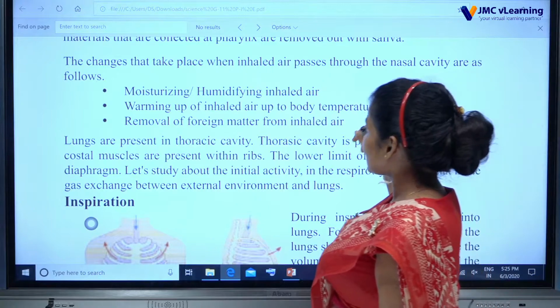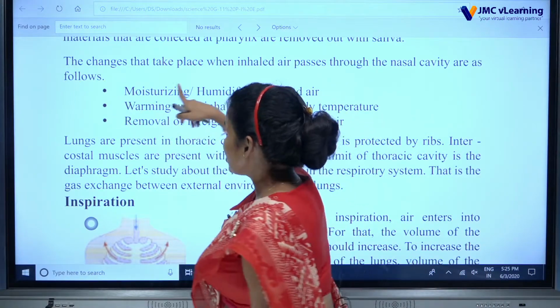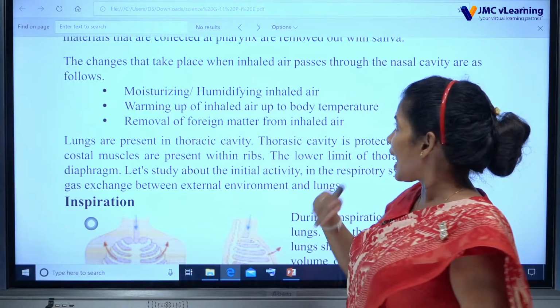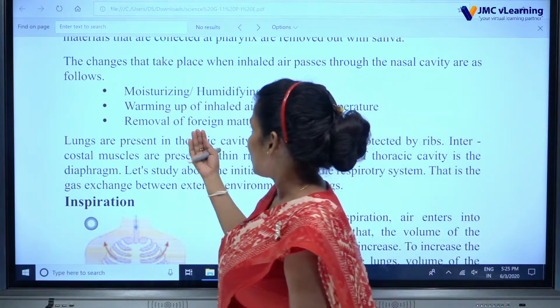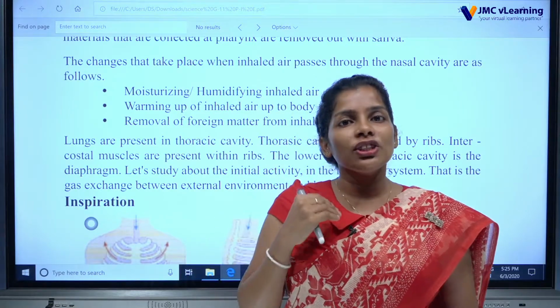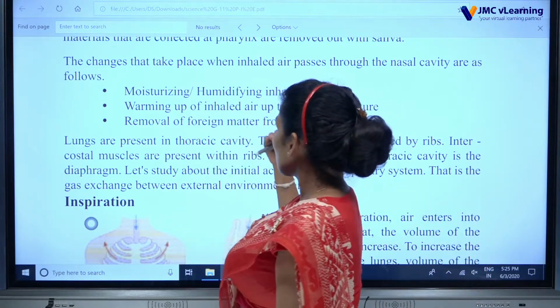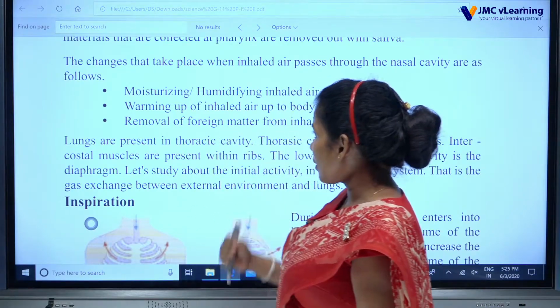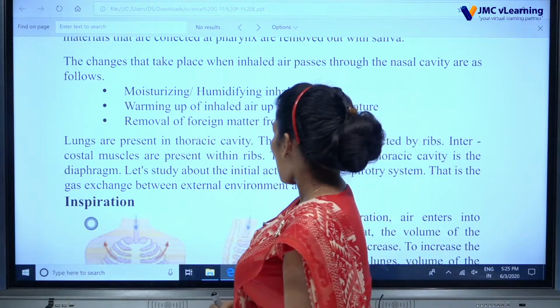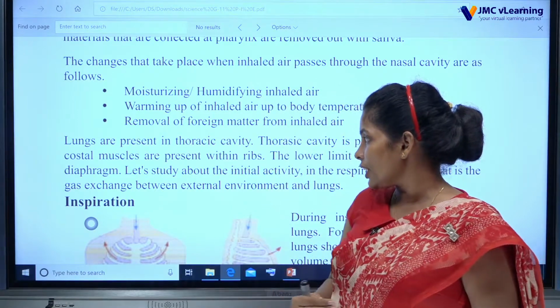Now we are going to discuss the changes that take place when inhaled air passes through the nasal cavity. What are they? First one is moisturizing or humidifying the inhaled air. Second one, warming up the inhaled air up to body temperature.